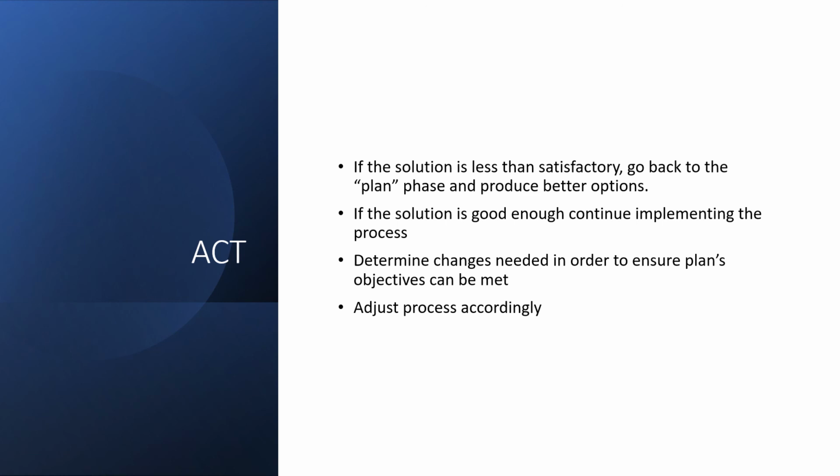Determine changes needed in order to ensure the plan's objectives can be met. So adjust the process accordingly. So in act, if it is not satisfactory, you need to definitely go to the plan phase, and we need to improvise the process. If the solution is good enough, it is optional to go back and adjust it. But this is the PDCA life cycle which I just wanted to explain to you.